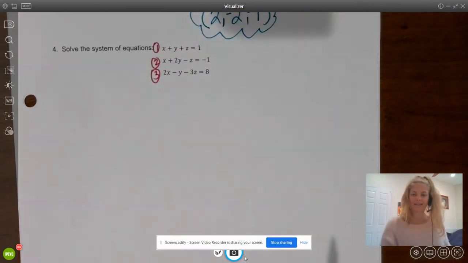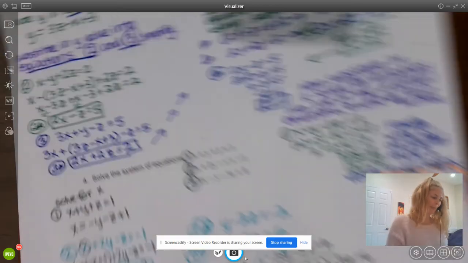Remember, isolate one variable in one of the equations and substitute into the other 2 to make your new system of 2 equations with the same 2 unknowns. Pause the video and restart when you're ready to go over the problem. Okay, let's see how you did.